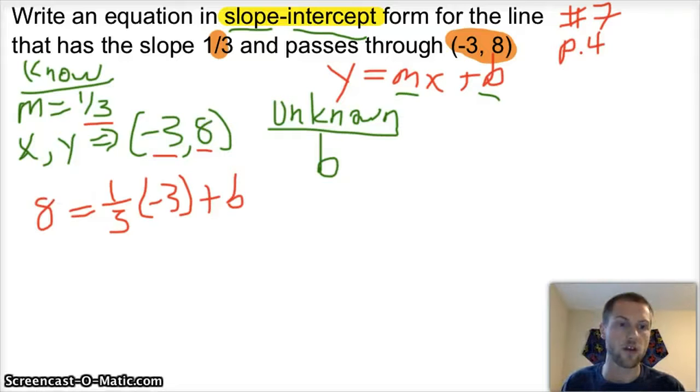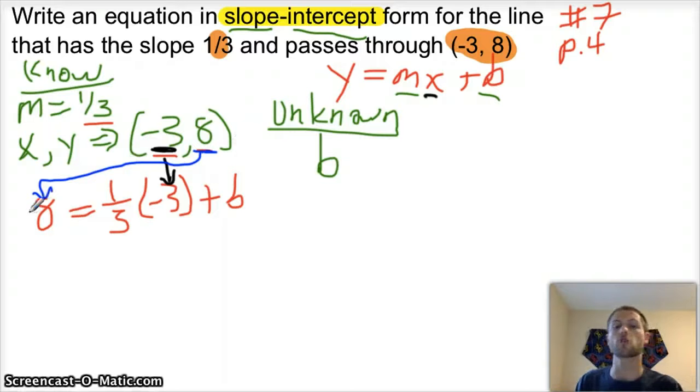Now be careful here, don't make the mistake of switching your x's and your y's. This x needs to go where x comes from in the formula. This y needs to go where the y belongs in the formula. Don't switch those up. At this point, all we're doing is we're solving for b.